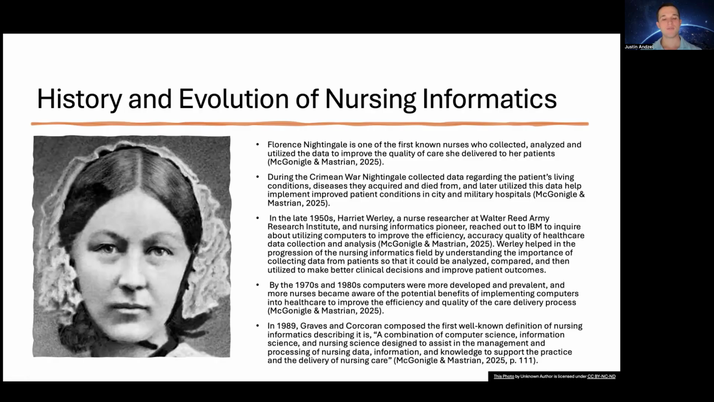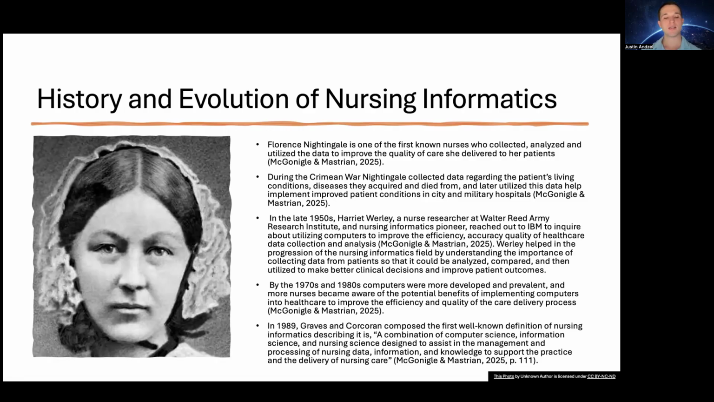During the 1850s, Nightingale was caring for patients fighting in the Crimean War involving Great Britain, France, Russia, and the Ottoman Empire, who were fighting in modern-day Ukraine, the Baltic Seas, and Kamchatka Peninsula. During the Crimean War, Nightingale collected data regarding the patients' living conditions, diseases they acquired and died from, and later utilized this data to help implement improved patient conditions in city and military hospitals.